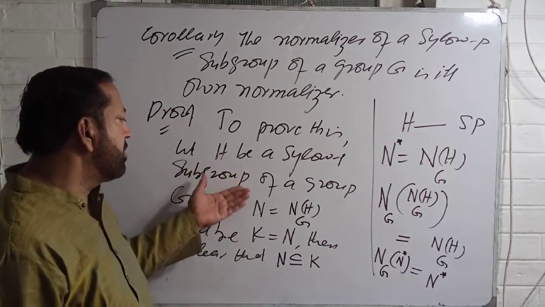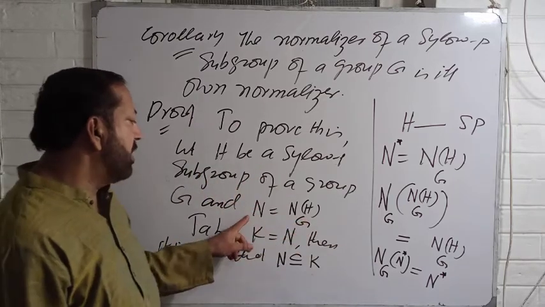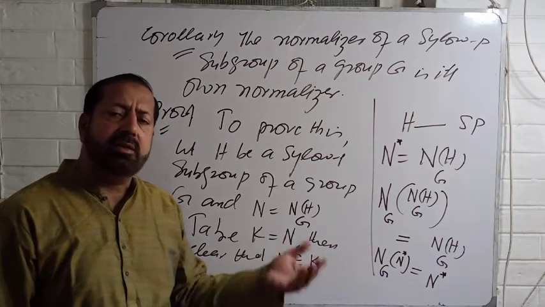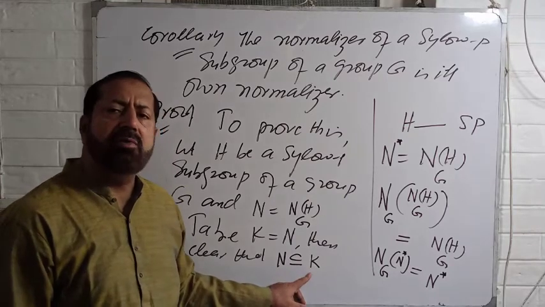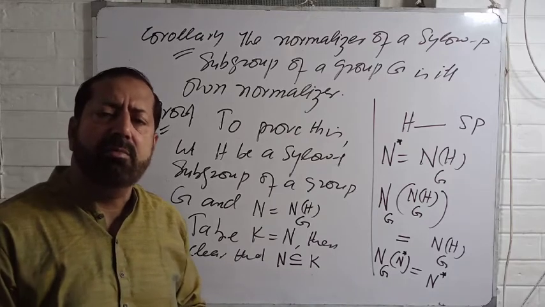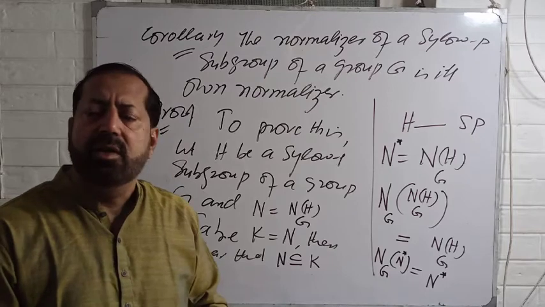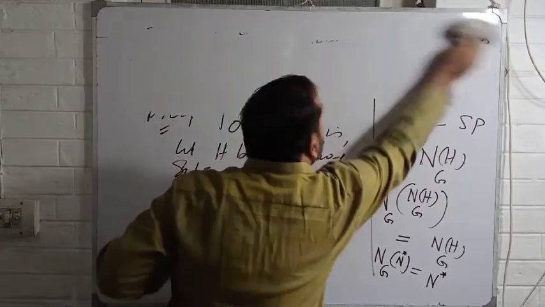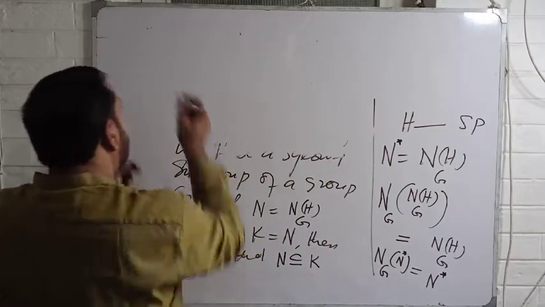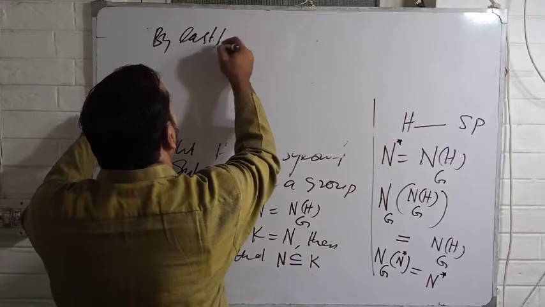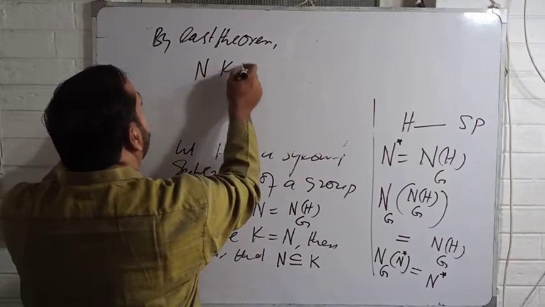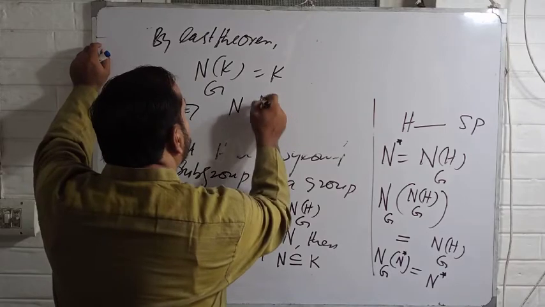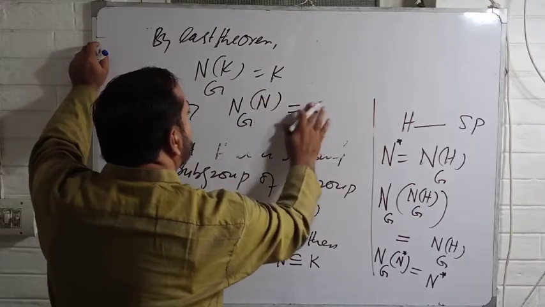Right? You take H as a Sylow-p subgroup of a group G, and you take N as a normalizer of H in G, right? Take K is equal to capital N, right? Then clearly, since every set is a subset of itself, N is contained in K. And you know that by the last theorem, if K is any subgroup which contains the normalizer of a Sylow-p subgroup, then the normalizer of K in G is in fact K itself. Hence, by the last theorem, the normalizer of K in G is equal to K. Now putting the value of K, which was your capital N, this implies the normalizer of N in G is equal to K, which is equal to, of course, N.